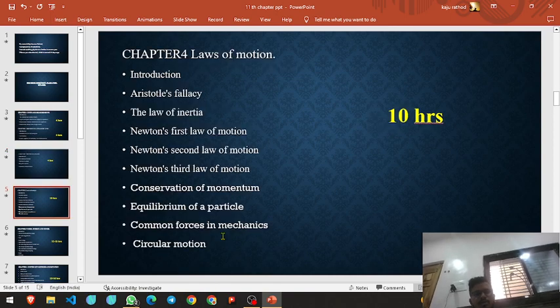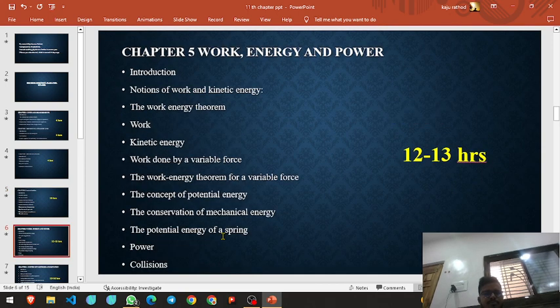Our fourth chapter is laws of motion. In this chapter we have Newton's laws of motion. There are three laws of motion we are going to study, and also other concepts in this chapter. The estimated time for that is about 10 hours.